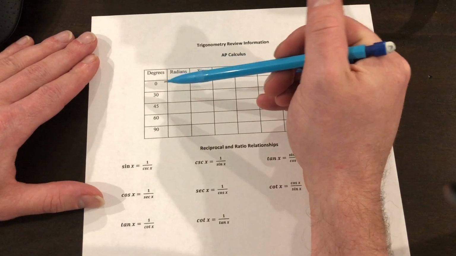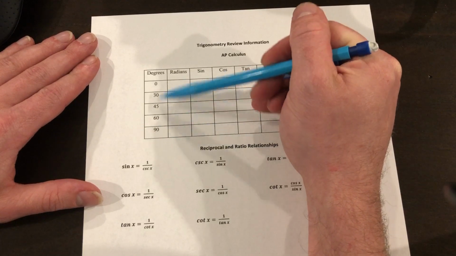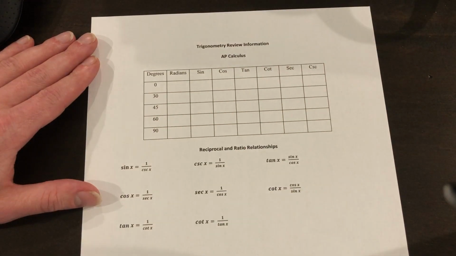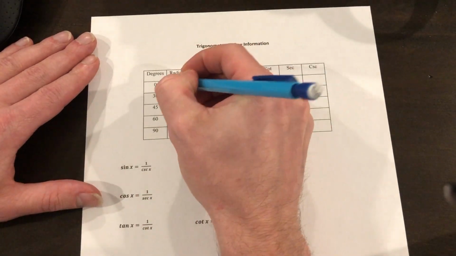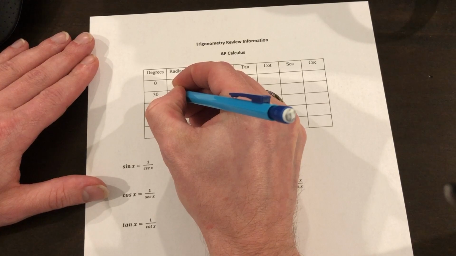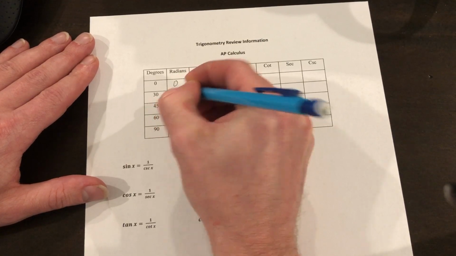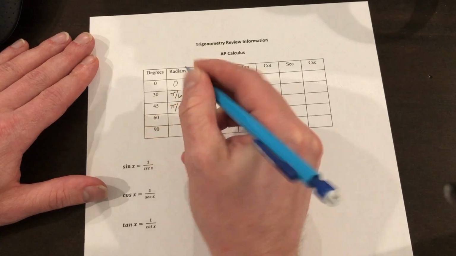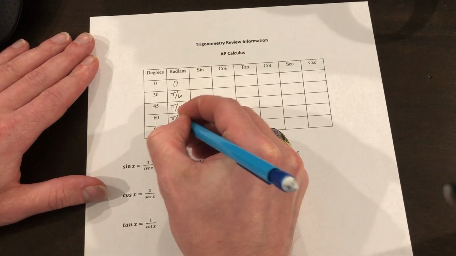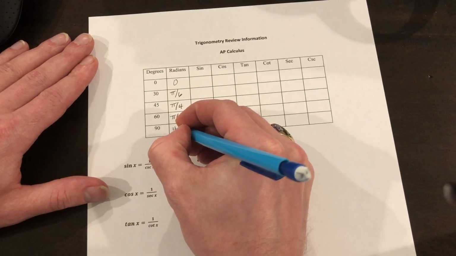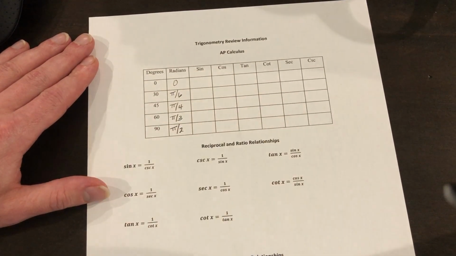Okay, so we're always given the degrees. Now in calculus, we never ever use degrees. It's always in radians. Okay, so 0 degrees is 0 radians. 30 degrees is pi over 6 radians. 45 degrees is pi over 4 radians. 60 degrees is pi over 3 radians. And 90 degrees is pi over 2 radians. So you just pretty much got to memorize those.